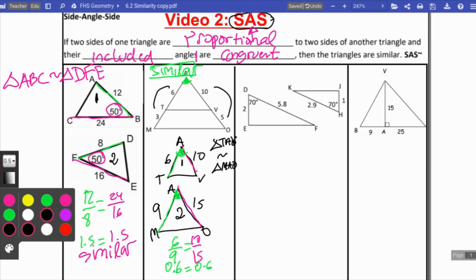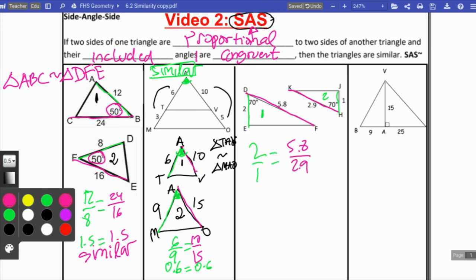Moving on to the next one, number three. Let's start with the smaller one. We have two here, so this is triangle one, triangle two. Two should match to one. 2 over 1 equals, next, 5.8 should match to 2.9.